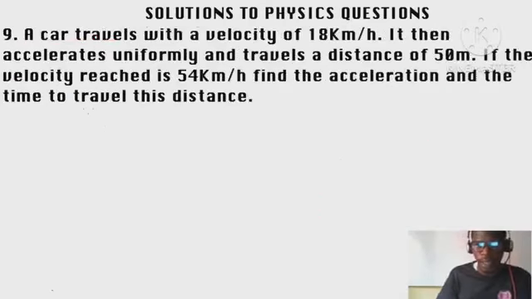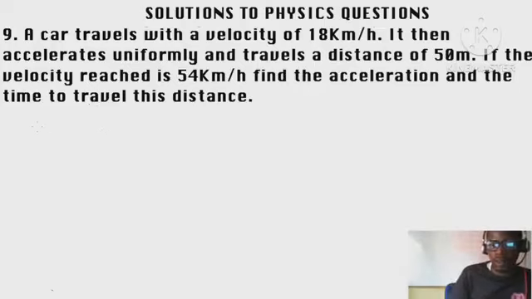Now, question number 9. A car travels with a velocity of 18 km per hour. It then accelerates uniformly and travels a distance of 50 meters. If the velocity reached is 54 km per hour, find the acceleration and the time to travel this distance.